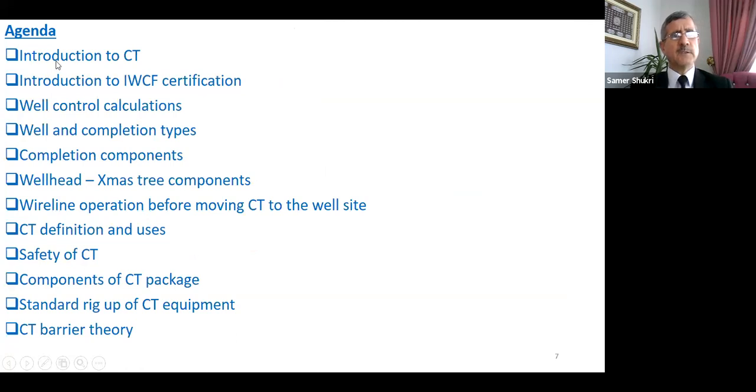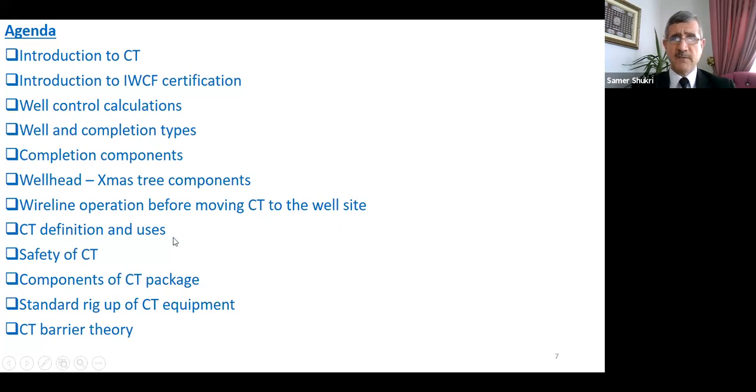We'll go to our agenda for today. Introduction to coiled tubing, and introduction to IWCF. Also, I want to give you an introduction on how to be certified for IWCF, because if you don't hold this certificate, you cannot work in the oil and gas field, so it is very important. Also, calculations for well control. We have an introduction to well and completion types, completion components, wellhead, and wireline operations that can be done before moving the coiled tubing to the well site.